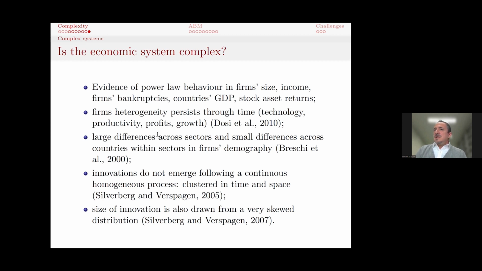So the first piece of evidence is the ubiquitous presence of power law distributions in economics and in finance. We have power law distributions, we have fat-tail distributions. So we have distributions in which extreme events, or the presence of very large agents, firms, or households, cannot be excluded.